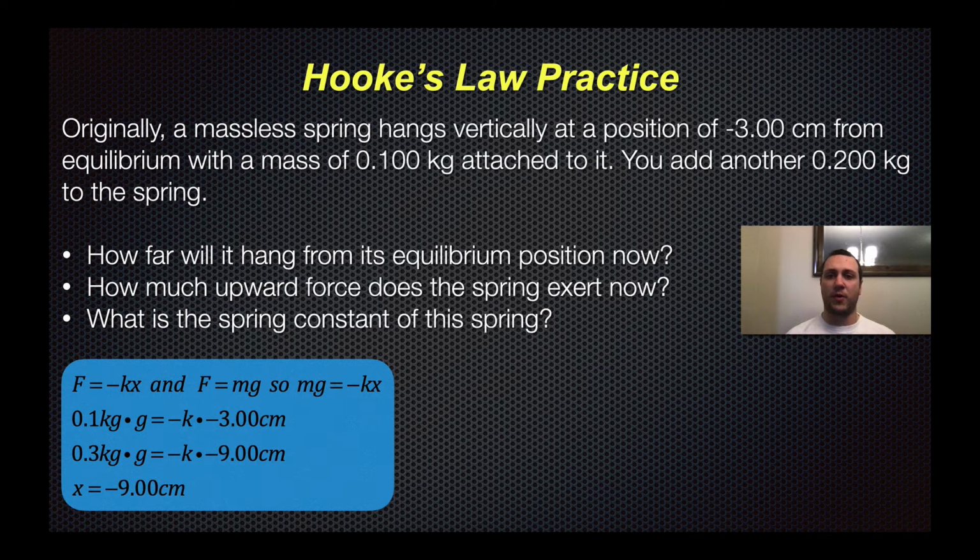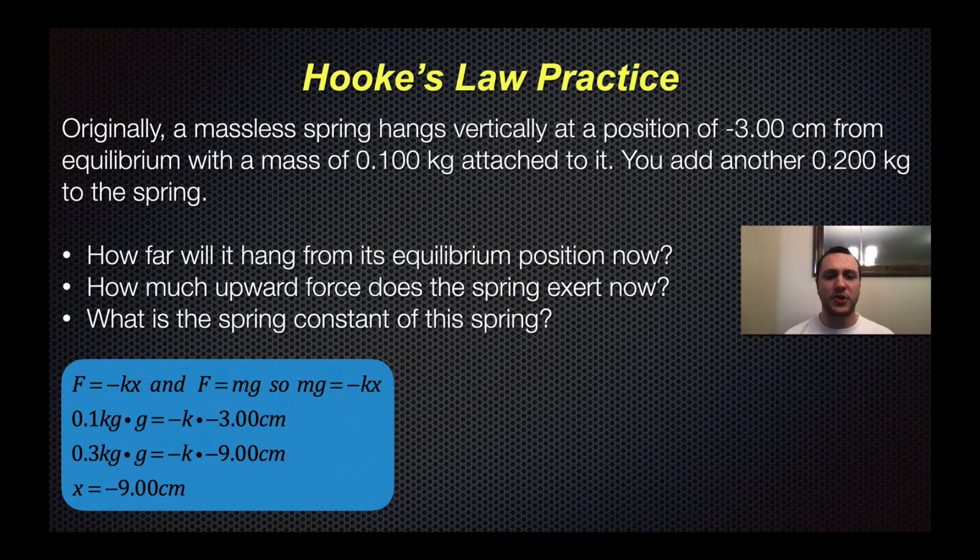So our first situation, we have 0.1 kilograms, stretching it to negative 3 centimeters. Well, if we add another 0.2 kilograms, our total mass is now going to be 0.3 kilograms, which means, since we're going to be linear here, we're going to have triple the distance. So we've gone from 0.1 to 0.3 kilograms. Our mass is 3 times greater. Thus, the stretch is going to be 3 times greater as well. So it's going to be at negative 9 centimeters, or it is stretched 9 centimeters downward.